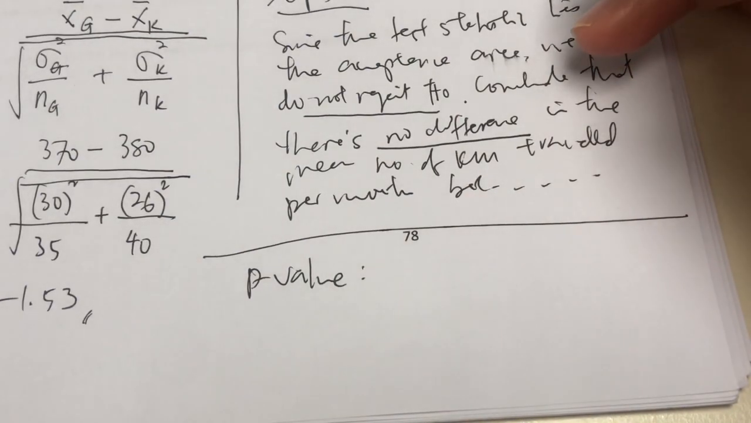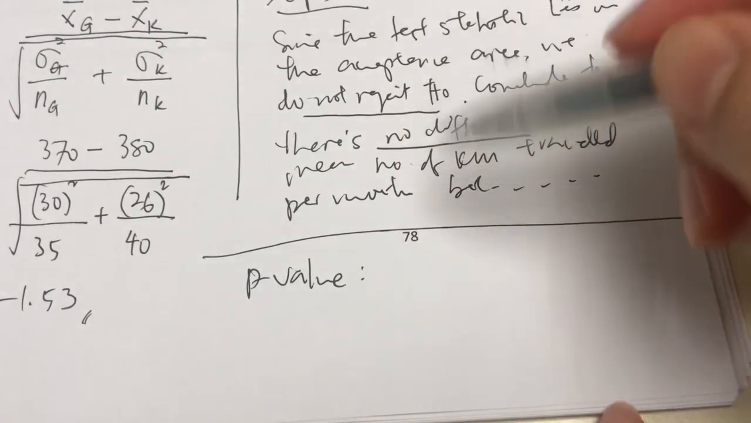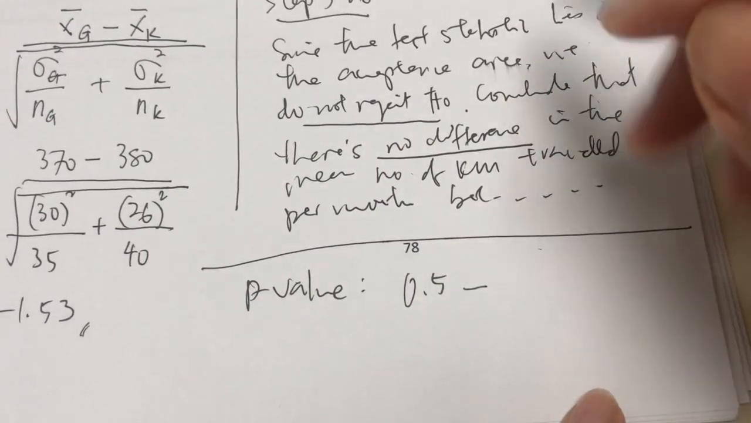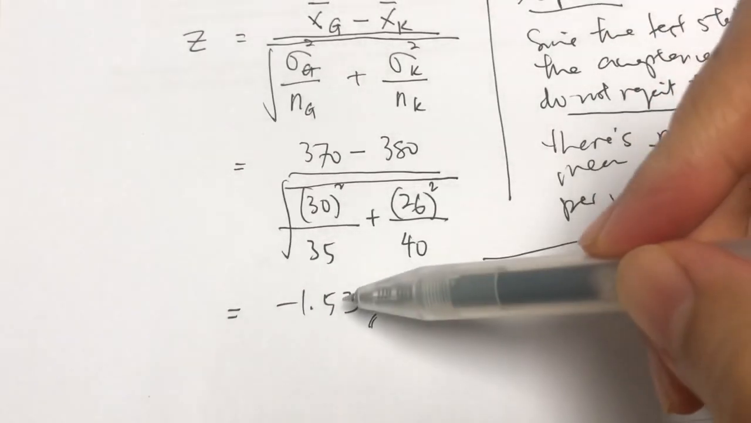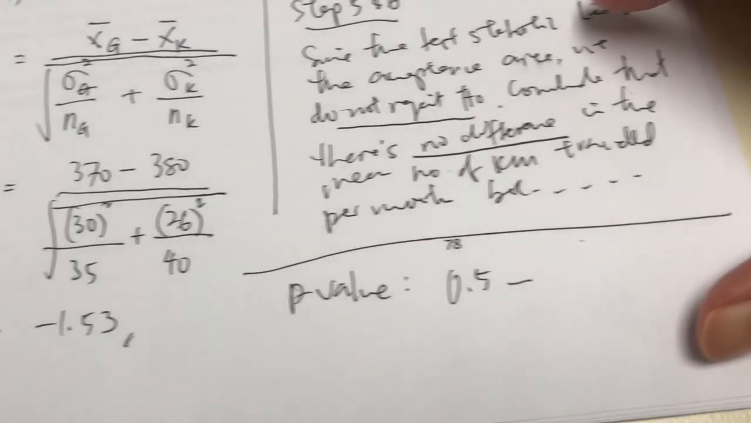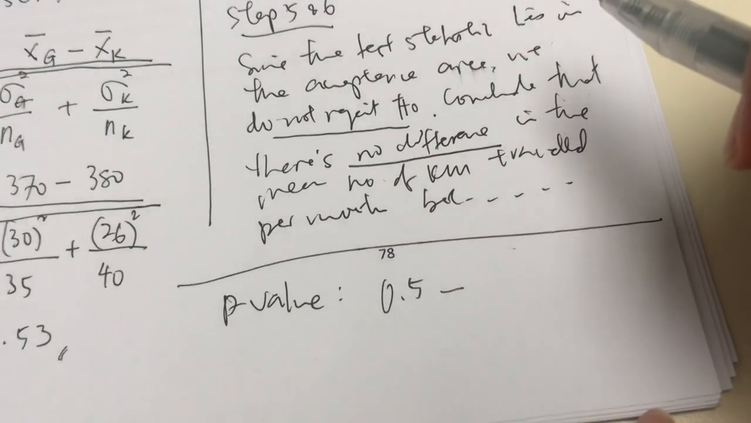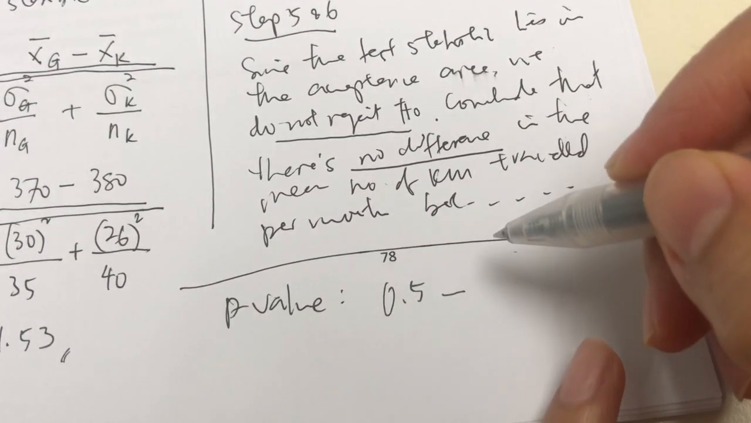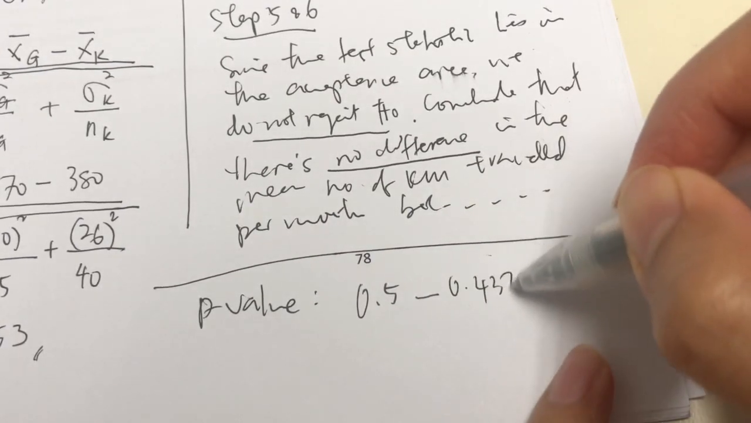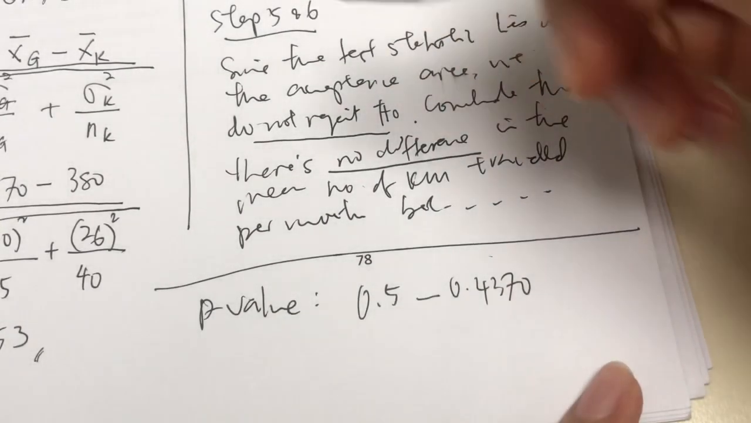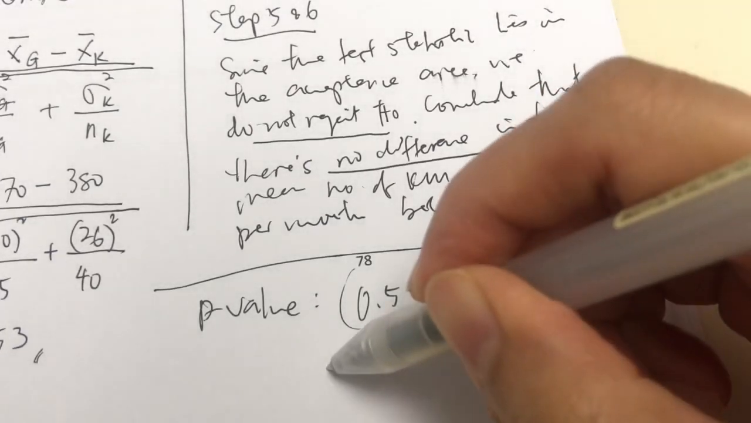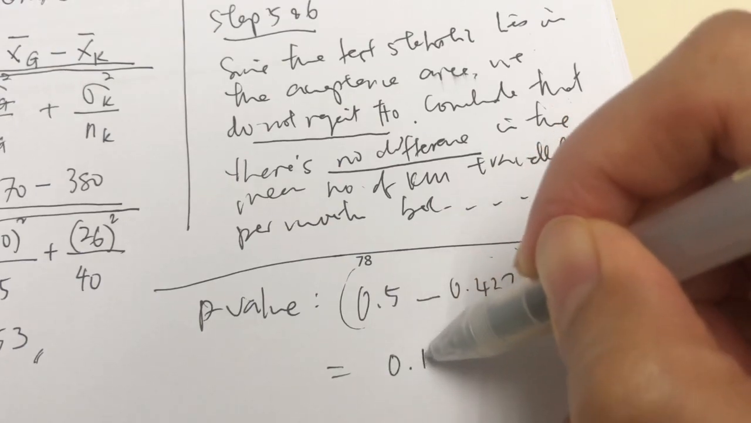So remember how to find the p-value for a z distribution? It's half minus the probability of our test statistic. So our test statistic was 1.53. So why don't you look at your z table? Look at 1.53. You will get 0.4370. So half minus 0.4370. And remember, because it's a two-tailed test, whatever the result here, we want to times 2. So we will get 0.126.